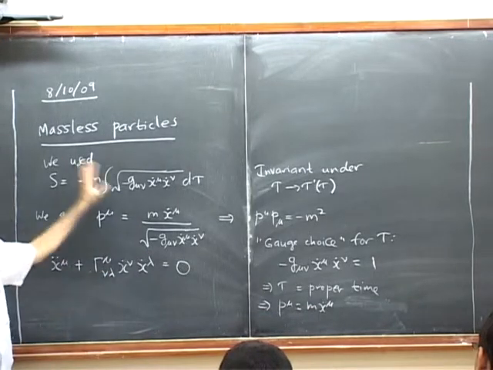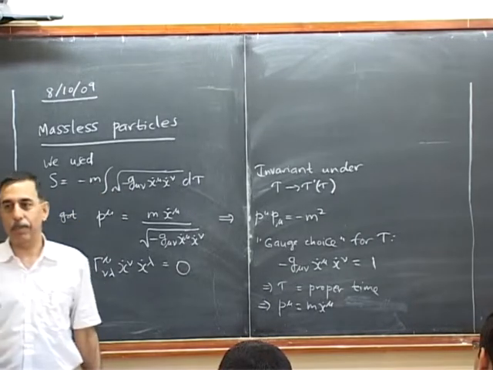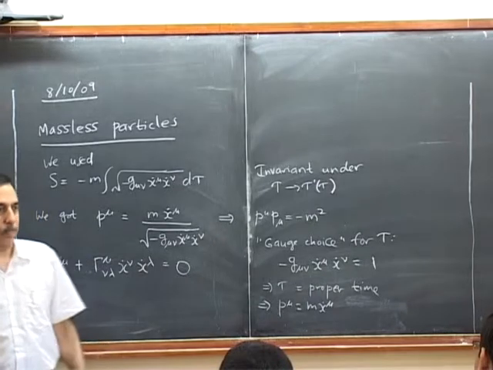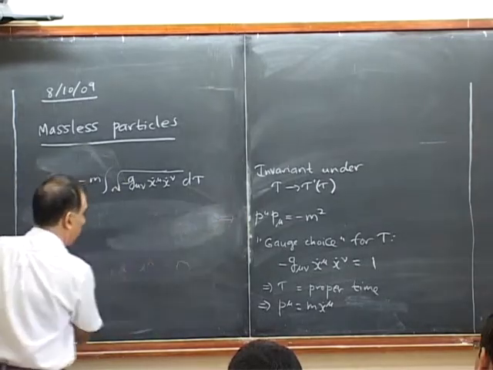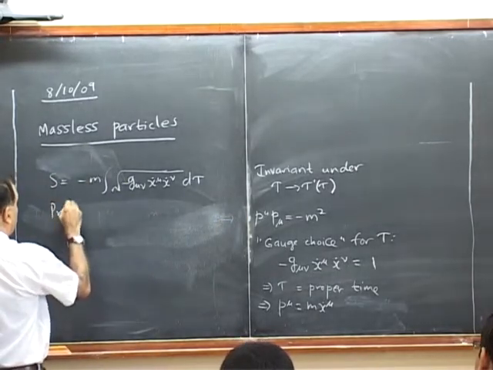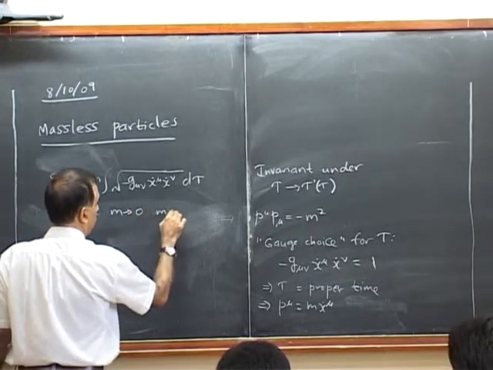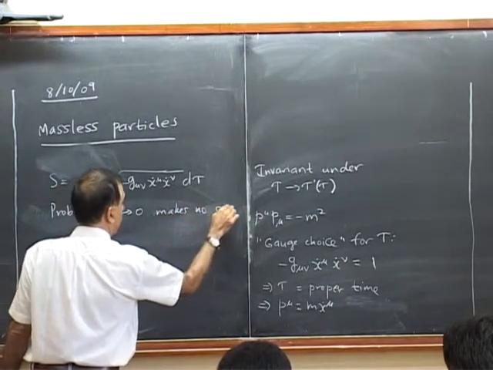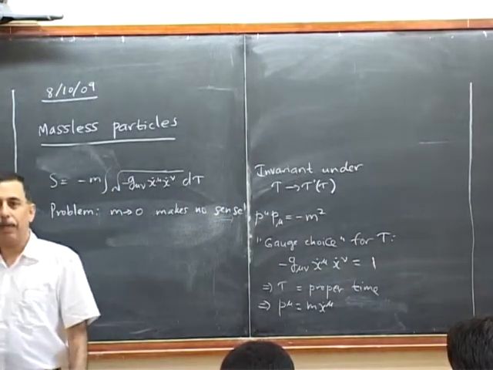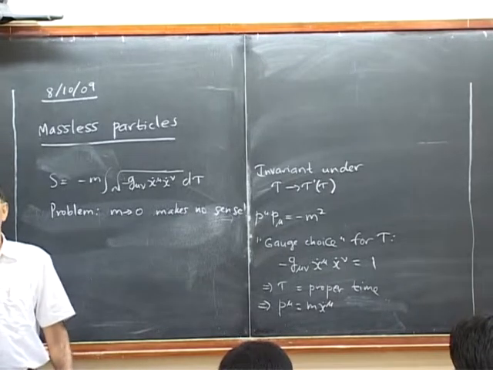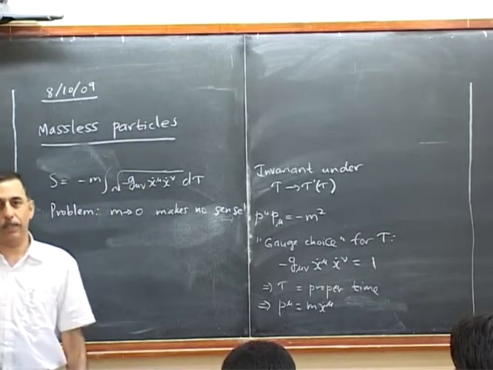Now the problem is that this entire business on the blackboard goes to hell if I put m to 0, because then S is 0 and there doesn't seem to be anything we can do. So that is the problem. Let's try to find a solution to that. We don't seem to have any action, therefore we can't have any equations of motion. But physically it can't be so bad, because photons do exist and they should have equations of motion. They should follow their physics. So something is wrong with this starting assumption.